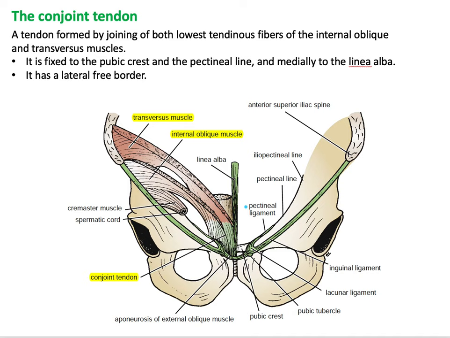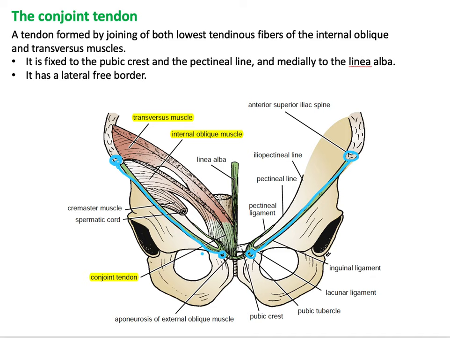So guys, what's the significance of the origin of those two muscles? Look at it here. Again, this is the anterior superior iliac spine. Here is the pubic tubercle. So this ligament is the inguinal ligament. Inguinal ligament formed by what? As I said, formed by the aponeurosis of the external oblique muscle.